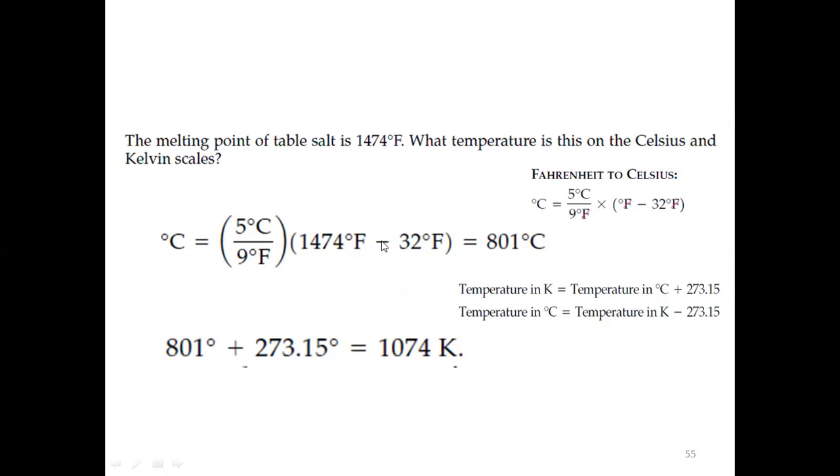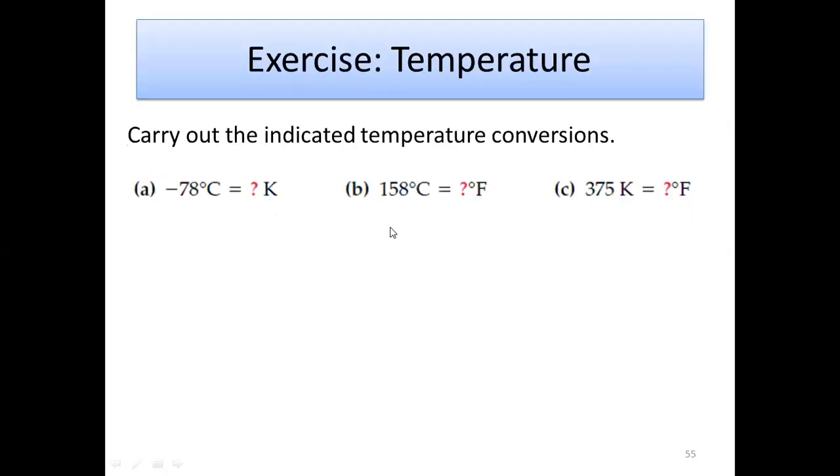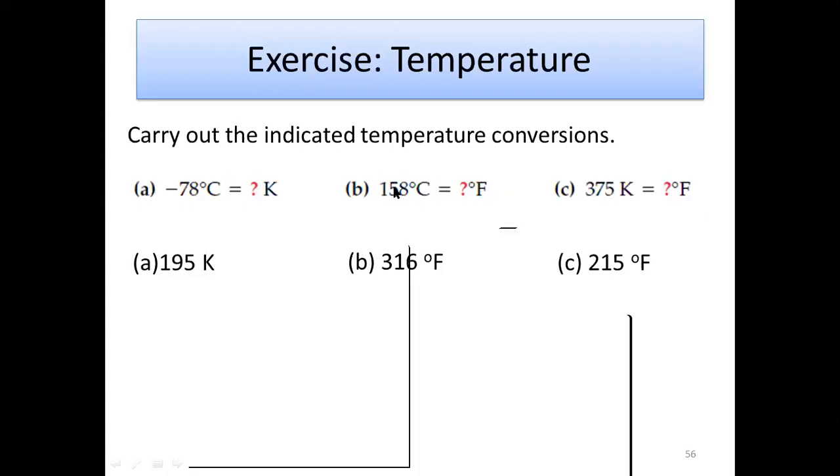So now I am going to do some exercise over here. Before doing the exercise, if you want to ask some question, please ask. So this is all about the exercise, and you can convert one temperature to another temperature by using the specific formulas.